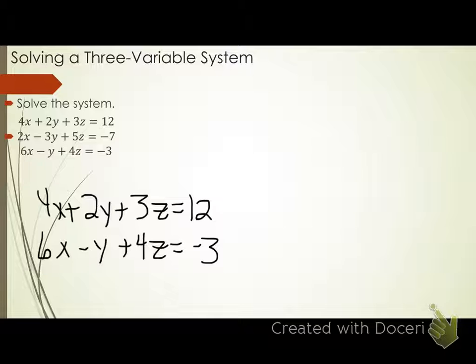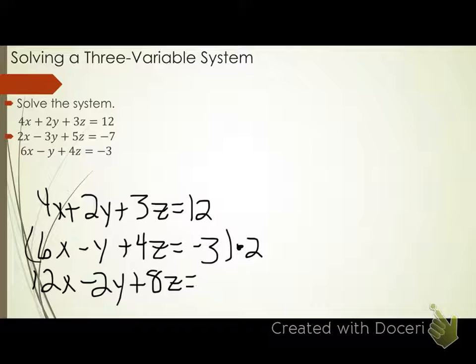And now I'm trying to eliminate the y's from these two equations. So what would I have to do to one or both of my equations to be able to eliminate my y? Multiply the second one now by 2. Does everyone see that? That way I get the same number in front of my variable. So what's 2 times 6x? 12x. 2 times negative y, negative 2y. 2 times 4z, 8z. And then 2 times negative 3, negative 6.